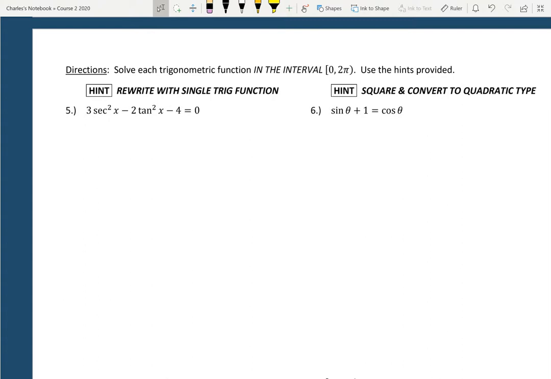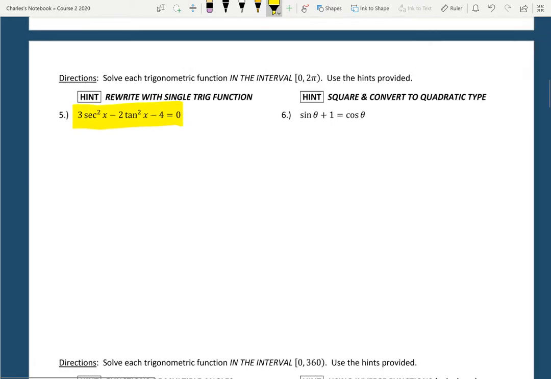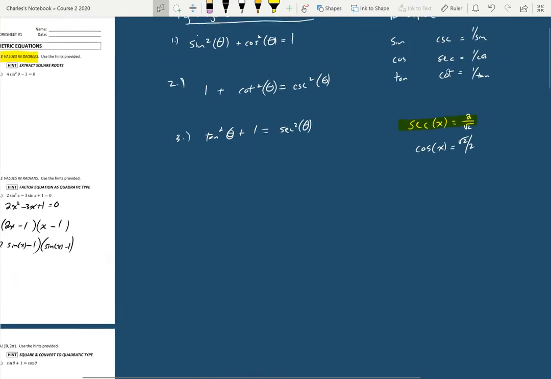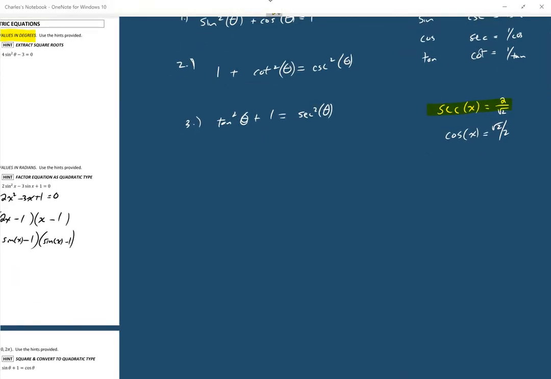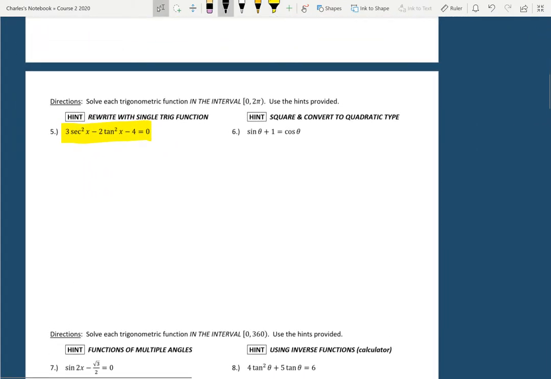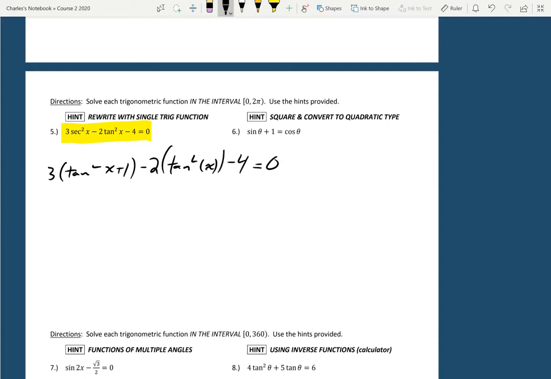And then where it says rewrite with a single trig function, if you see these things and you have squares and you have multiple functions, then you have to use one of your Pythagorean identities. So 3 secant squared minus 2 tangent squared. Let's see. Secant squared is equal to tangent squared plus 1. So why don't I just say this is going to be 3 times tangent squared of x plus 1 minus 2 times tangent squared of x minus 4 equals 0. And then see where I can get to from there.